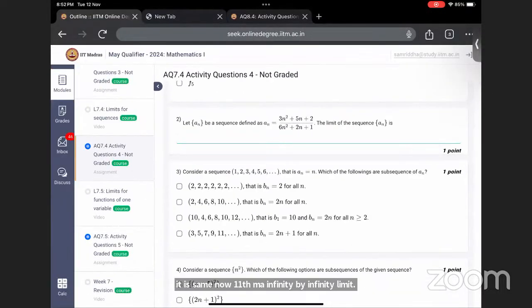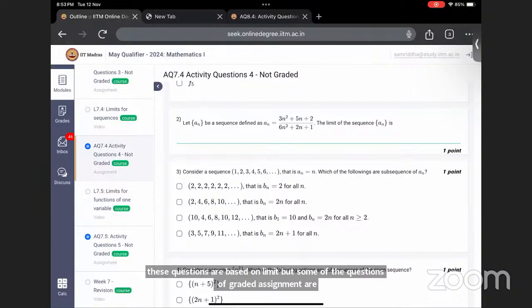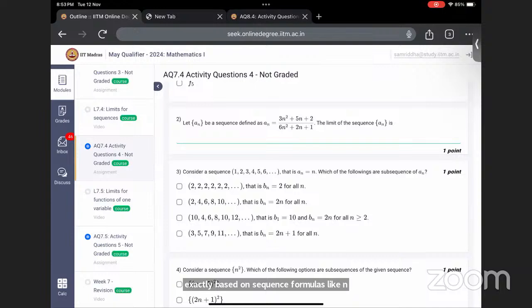Yes, these are basically the same. You have to find the limit, right? So these are the same. Those questions are based on the previous lecture. These questions are based on limits, but some of the questions of the graded assignment are exactly based on sequence formulas, like n by 2 into last number minus first number. Yes, it can be the case.